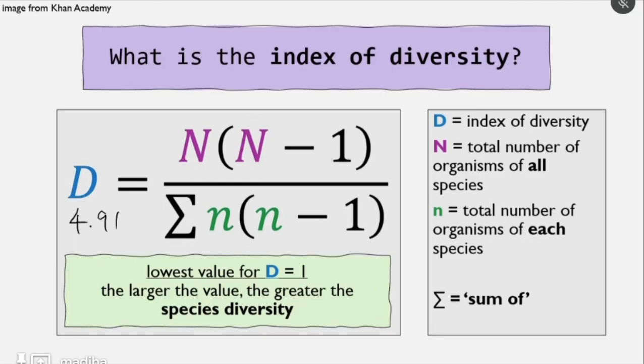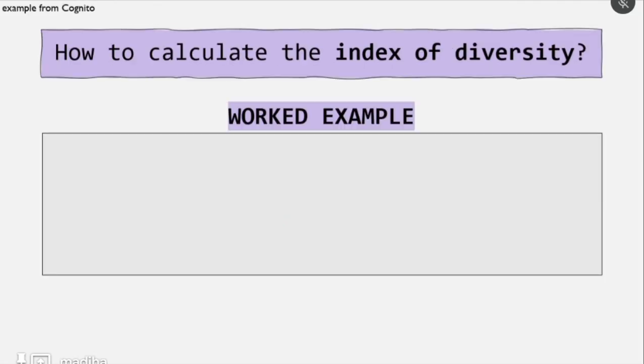Okay, so now we're going to go through an example, because you will get questions like this in your exam. So I just got this from Cognito.